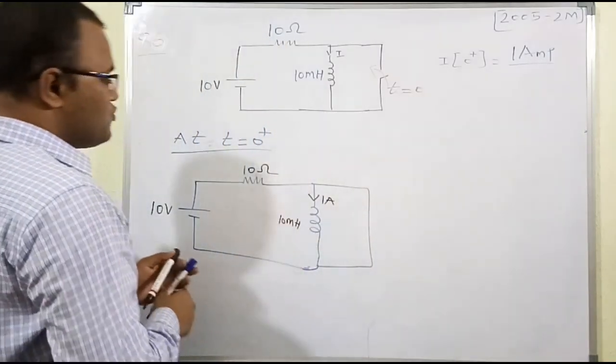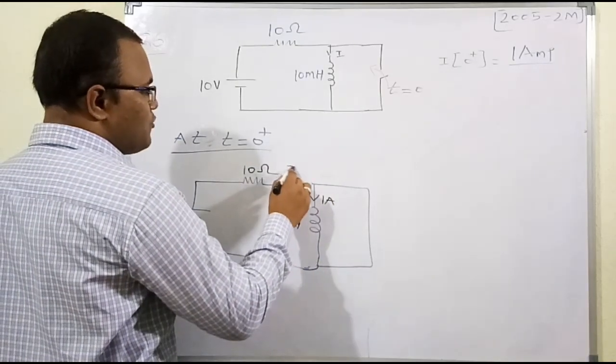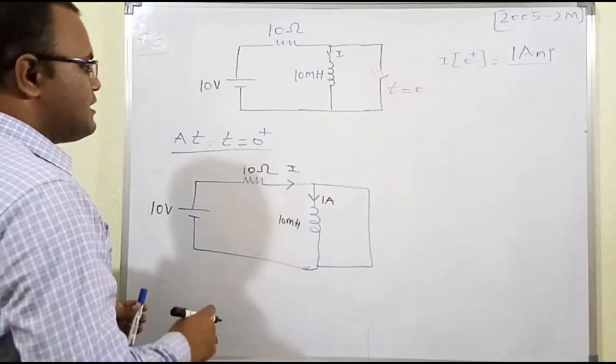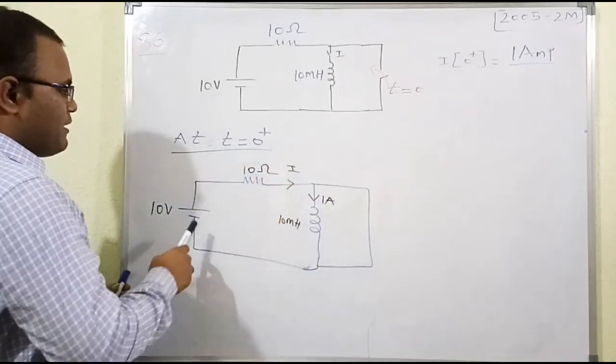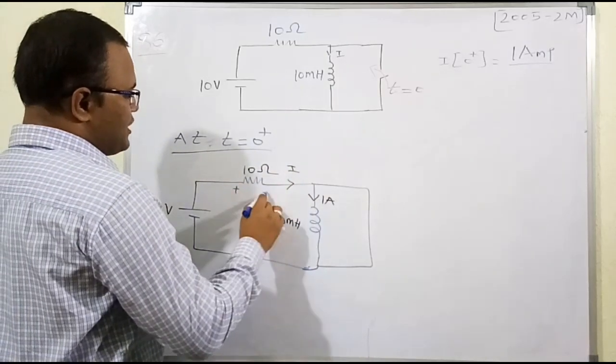But I want to find the current in the 10 ohm resistor. I need to find the current. Let me assume it is a current I. So by KVL, see, current goes from positive to negative.